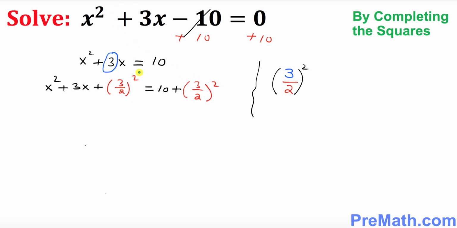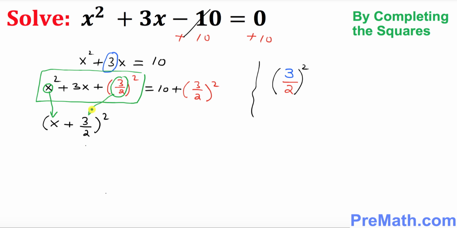Now I want you to focus on this part. This is a complete square: x plus 3 over 2, squared. Now you might be wondering, how did I get that? This x came over here, this 3 over 2 just came over here, and whatever the sign is, it just comes in the middle. So this is always the rule. Equals, so that becomes 10 plus this 3 over 2 squared, which becomes 9 over 4.